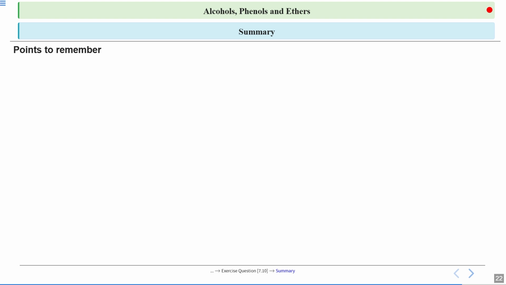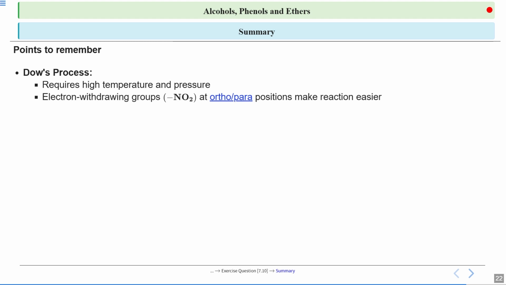Okay, let's look at the summary, the points to remember from today's lecture. First of all, we have talked about the Dow process for the preparation of phenol. The Dow process requires very high temperature and pressure in step 1, and if an electron withdrawing group is present at the ortho-para positions, it will make the reaction faster or easier. Then we have seen the cumene to phenol conversion, the preparation of phenol from cumene, which is the most common commercial method used for the preparation of phenol.